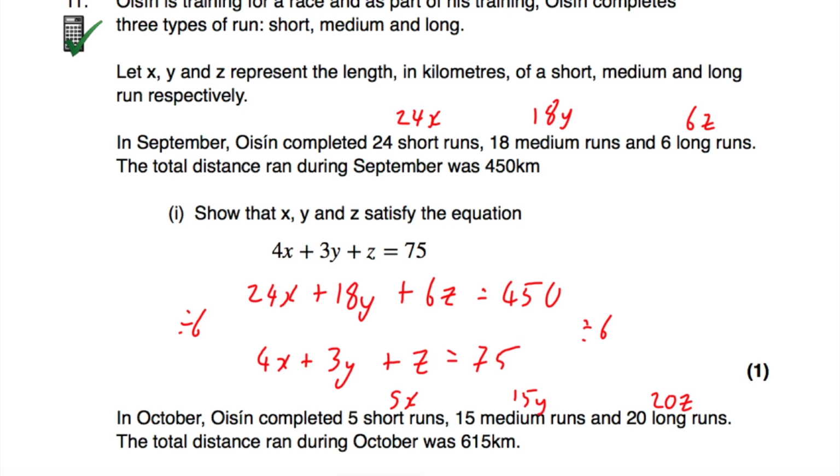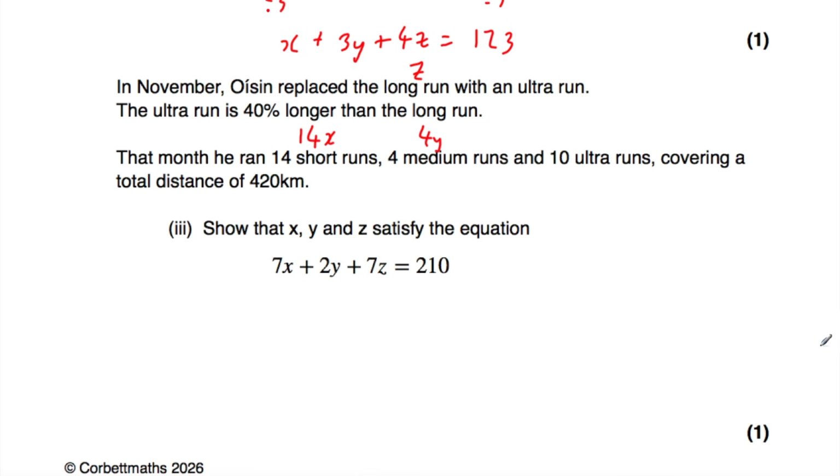So z was the length of the long run. And here we were told that he ran 10 ultra runs. So not long runs, ultra runs. But we know that if the long run is z, the ultra run is 40% longer. So if we can increase z by 40%, that will be the ultra run.